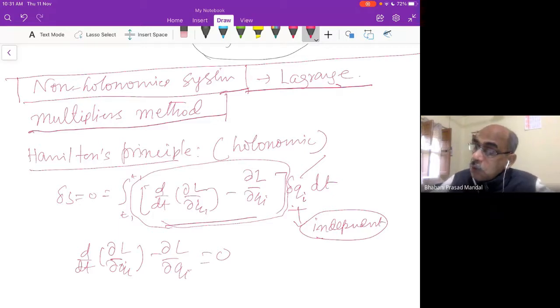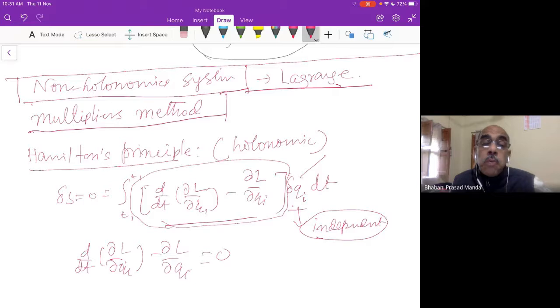So now when we have non-holonomic constraints, then we will not be able to find all independent conditions. So that will create the problem. So what we'll do, we'll see how to deal with this situation.